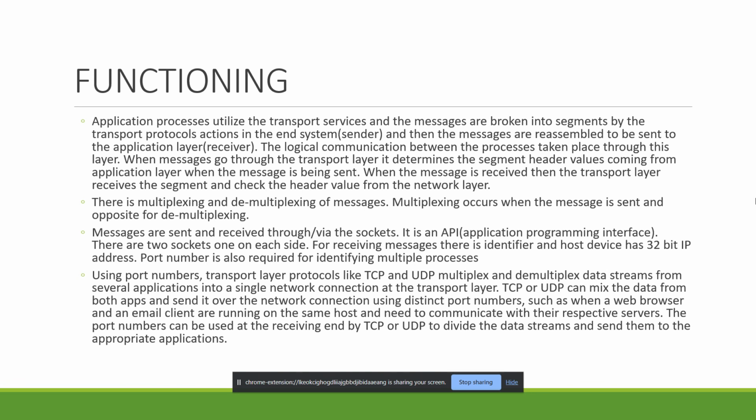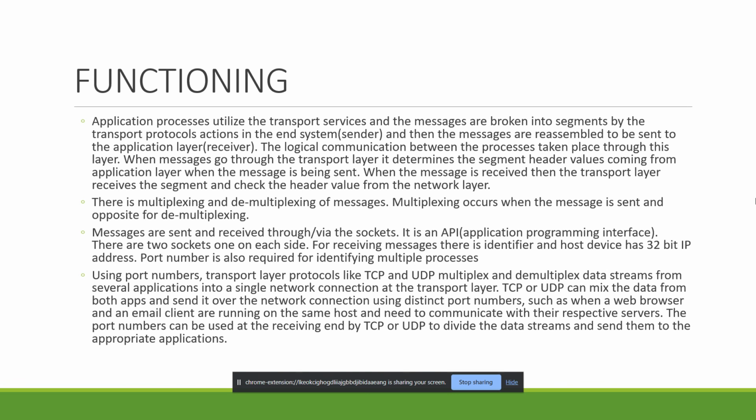Messages are sent and received via sockets. It is an API. There are two sockets, one on each side. For receiving messages, there is an identifier, and the host device has a 32-bit IP address. A port number is also required for identifying multiple processes. Using port numbers, transport layer protocols like TCP and UDP multiplex and demultiplex data streams from several applications into a single network connection at the transport layer.